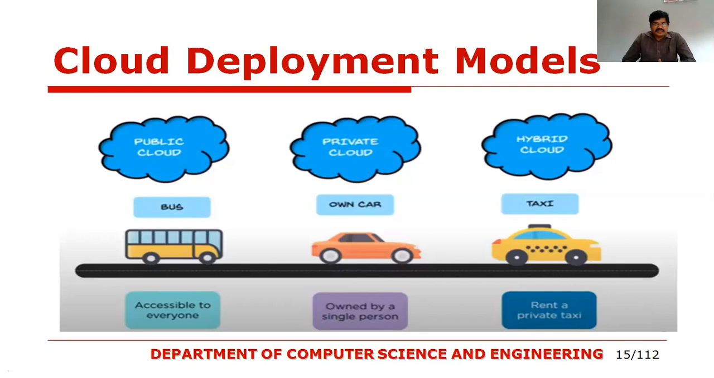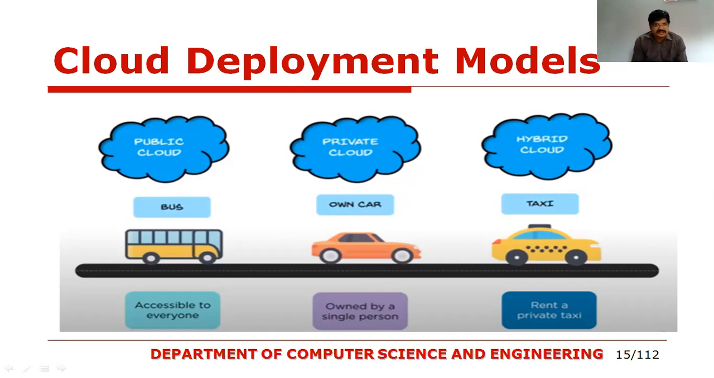Now, here we will see that there are various cloud deployment models. The first is the public cloud, the second is the private cloud, and the third one is the hybrid cloud. Public cloud, private cloud, and hybrid cloud are well-known cloud deployment models offered by cloud computing technology. Now we will see the comparison between these three clouds, and where exactly we use these services.